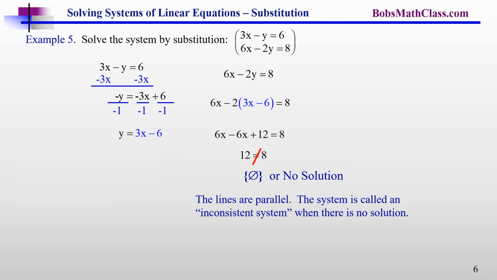Now, if you do get the same number on both sides, if you would have got 12 equals 12 or 8 equals 8, that would have been infinite solutions. How could two lines intersect at infinite solutions? Well, that's because they would be the same line. So they're exactly the same line. Not in this case. This case, they're parallel. All right, one more problem. Let's do it.